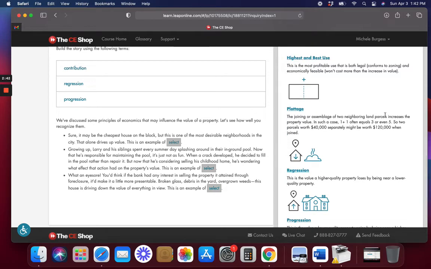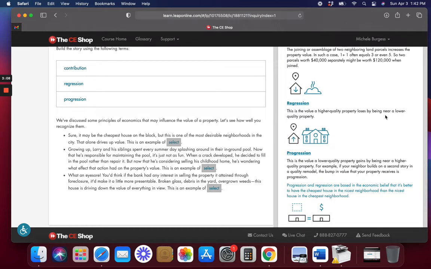Highest and best use is the most profitable use that is both legal, conforming to zoning, and economically feasible. Plottage. The joining or assemblage of 2 neighboring land parcels increases the property value. So you might have a lot of land next to you you could build another house on, and that could be worth another $300,000.